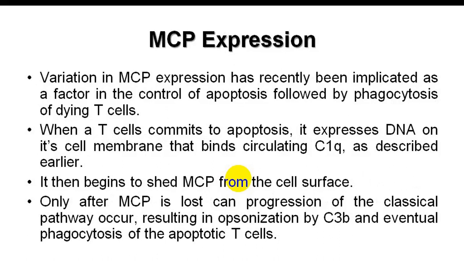When we talk about MCP expression, the variation in MCP expression has been implicated as the factor that controls apoptosis followed by phagocytosis. When a T cell commits to apoptosis, it expresses DNA on its cell membrane that binds circulating C1q. It then begins to shed MCP on the cell surface. Only after MCP is lost can the progression of the classical pathway occur, resulting in opsonization by C3b and eventual phagocytosis of the apoptotic T cells.